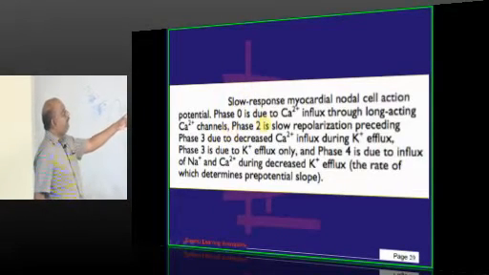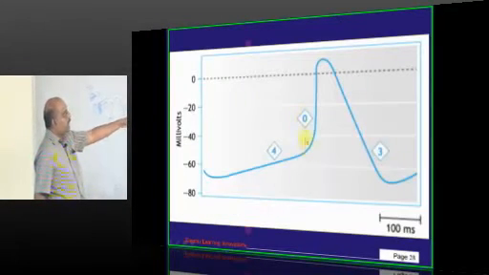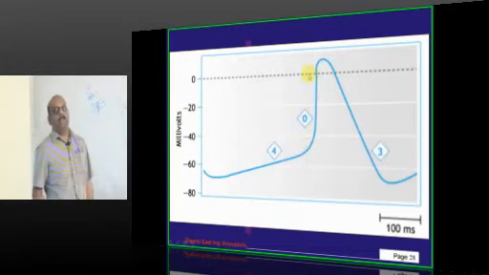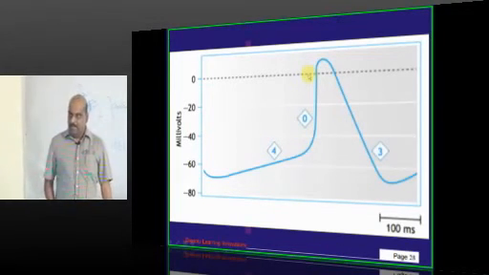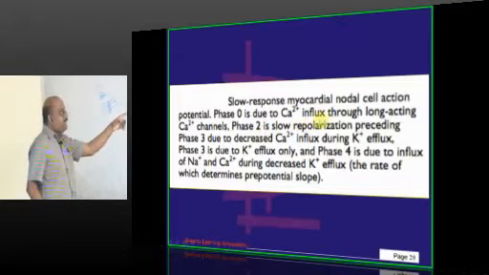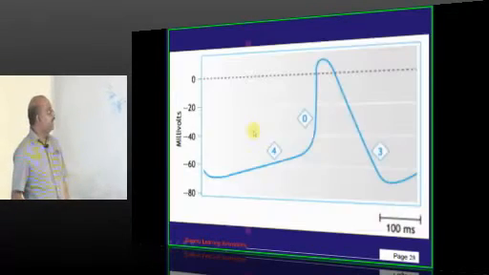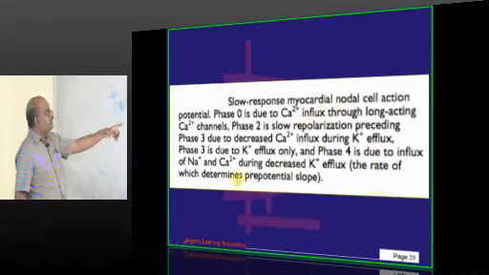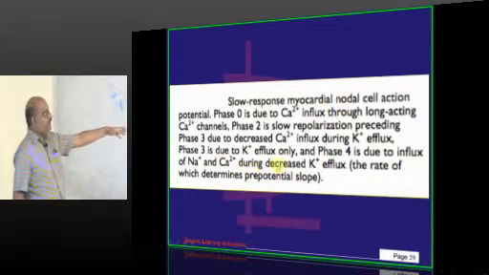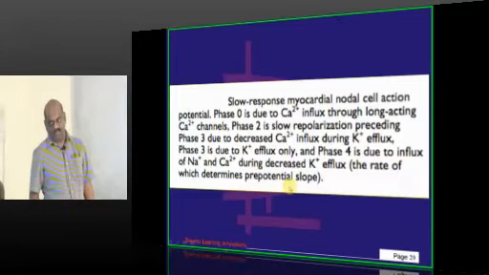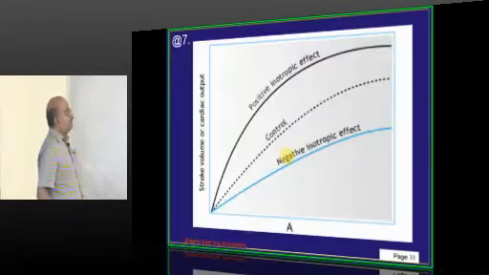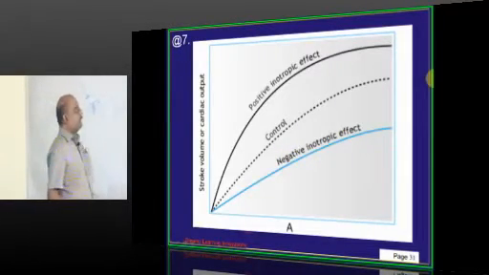So phase 0, the spike which occurs in the pacemaker cell, is because of the calcium influx through the long-acting calcium channel. Then you have phase 4, phase 3, etc. I leave the literature for you. So pacemaker potential is a favorite topic.